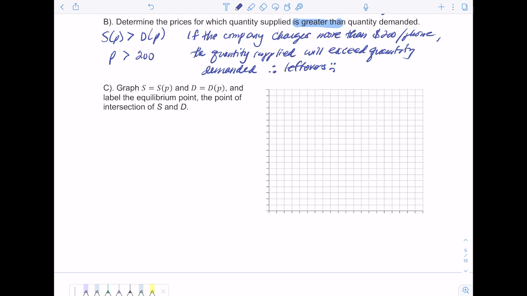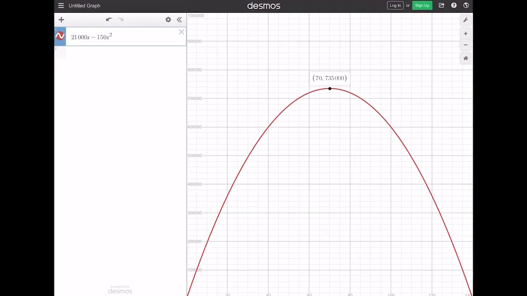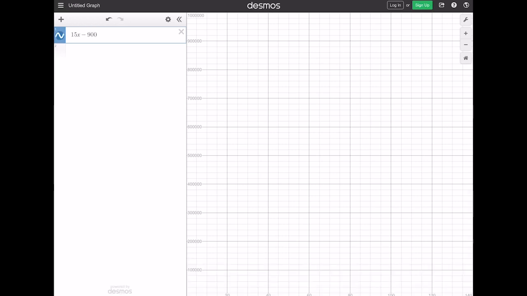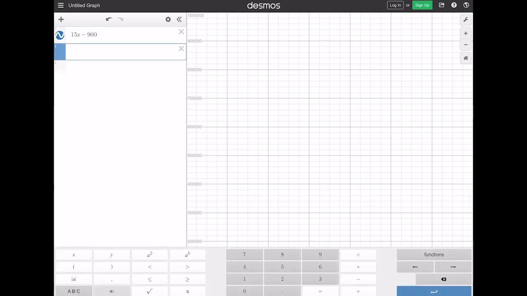Okay, in the next one, we need to graph. I'm not going to sketch the graph, but I will show you on Desmos how to graph it. So we want our one equation, the supply equation, we're going to make it 15x minus 900. And my demand equation is going to be negative 3.75x plus 2850.